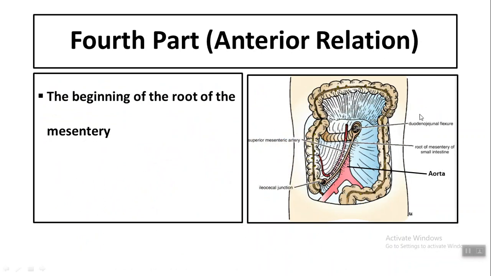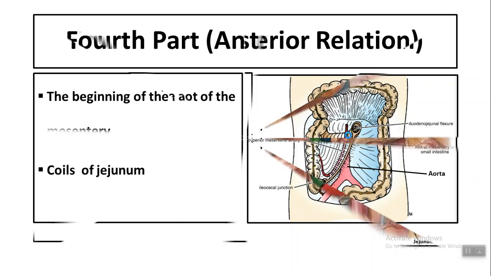The fourth part of the duodenum extends upward and to the left until it reaches what we call the duodenojejunal flexure, or the duodenojejunal junction, at the level of L2. It is related anteriorly to the beginning of the root of the mesentery and to the coils of jejunum.